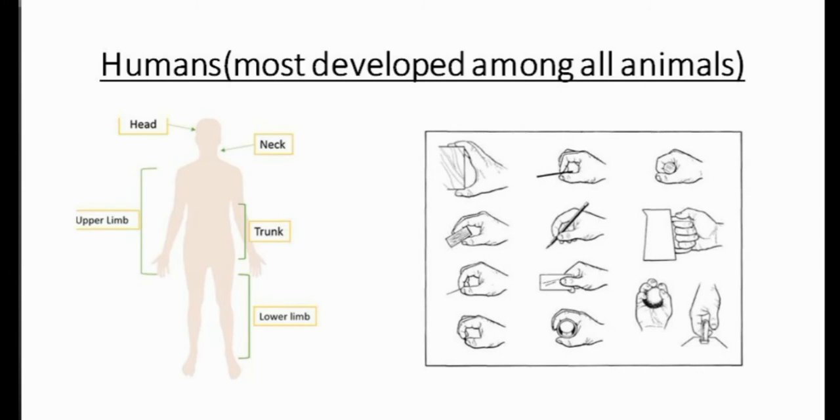Because of well-developed limbs, they stand, walk, and run with one pair of the limbs called legs, and our hands are adapted to hold things. The arrangement of the thumb opposite the fingers enables us to hold tools and do many kinds of work. So we can say that humans are the most developed among all animals.